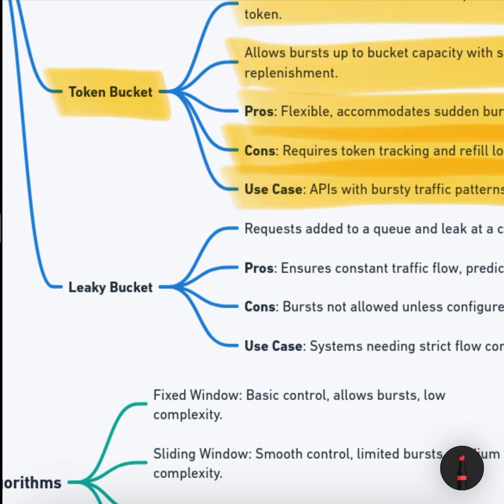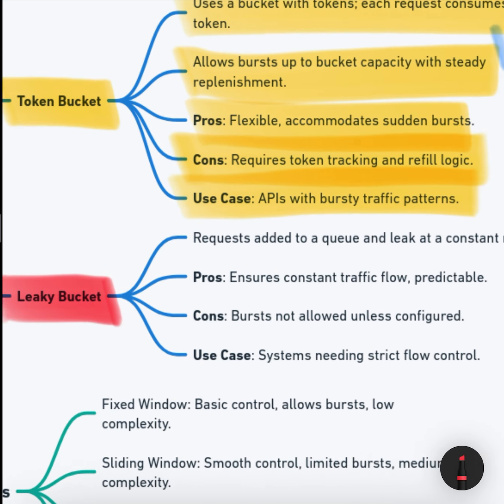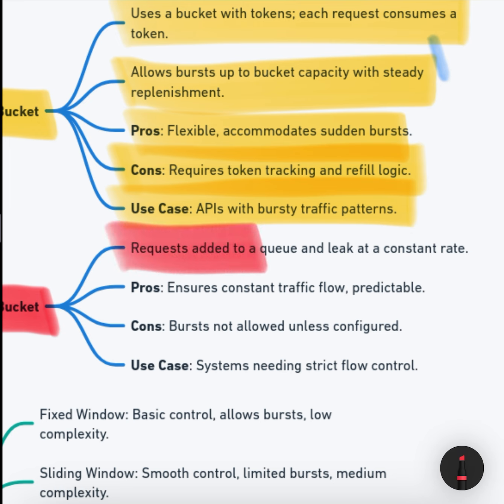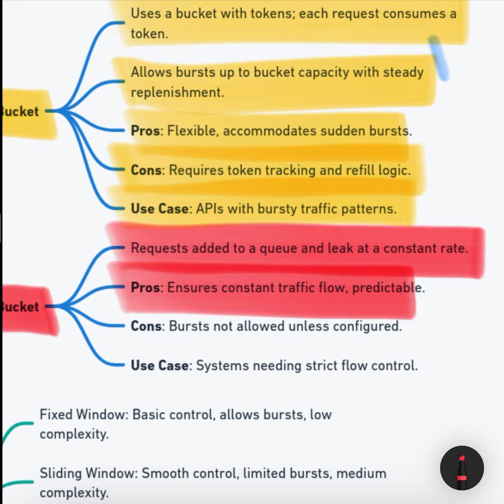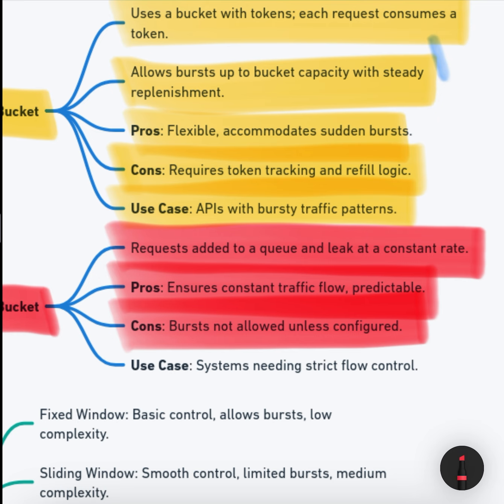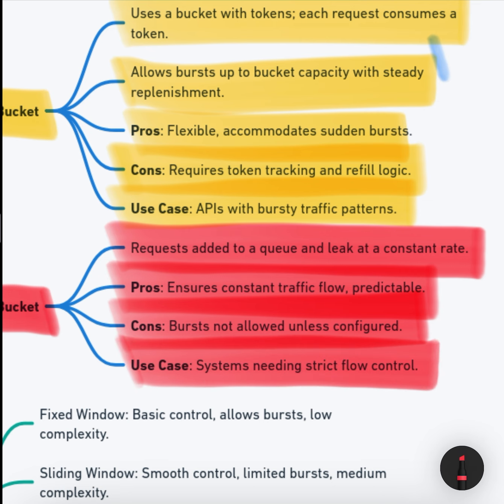D. Leaky bucket algorithm. How it works: requests are added to a queue, the bucket, and leak out at a constant rate. If the bucket overflows, incoming requests are rejected. Pros: ensures a constant flow of traffic without sudden spikes. Highly predictable. Cons: bursts are not allowed unless explicitly configured. Use case: suitable for systems requiring strict traffic control, such as payment gateways.